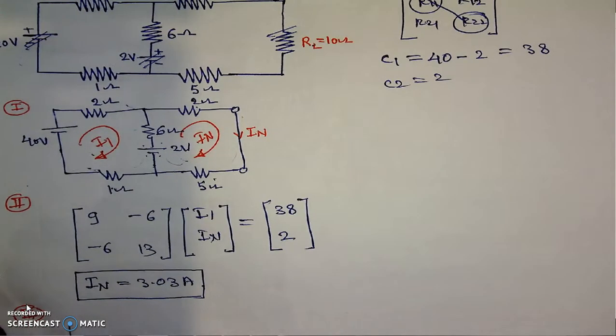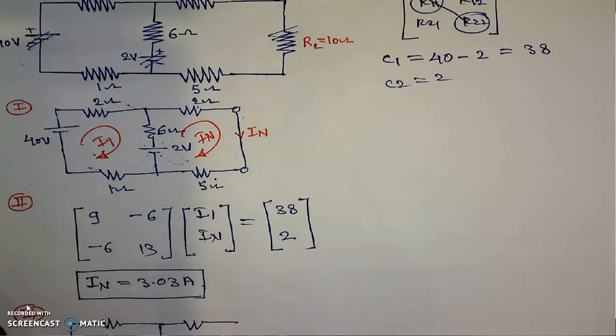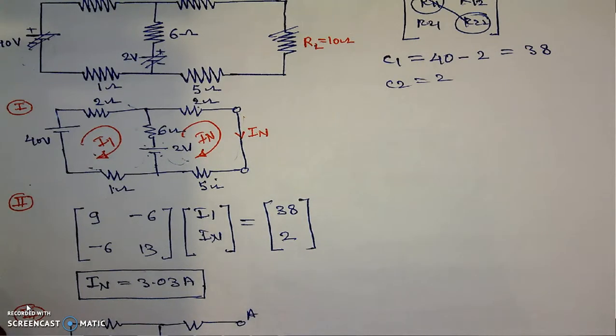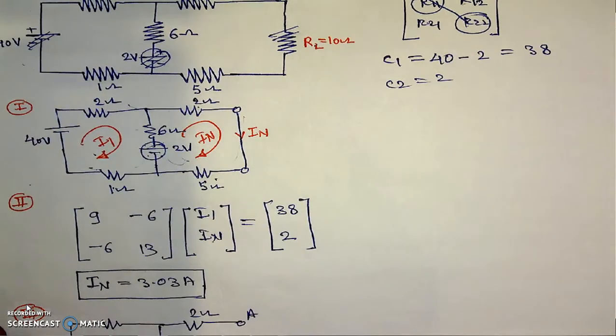The first source is replaced by its internal resistance. This is 2 ohm as it is. Here is 1 ohm as it is. This is 6 ohm as it is. 2 ohm. This is 5 ohm. And here will be the A and B terminals. Here it is 2 ohm, 5 ohm, 6 ohm. Here this battery is replaced by its internal resistance, and the voltage source has an internal resistance of 0. That's why it is replaced by 0 resistance.